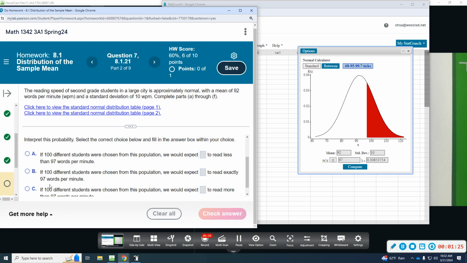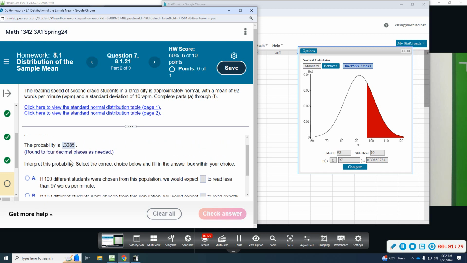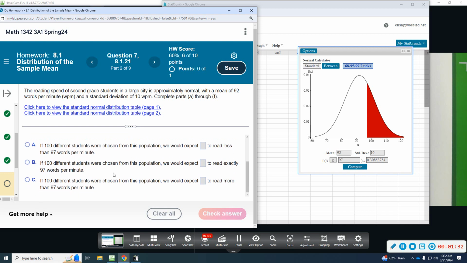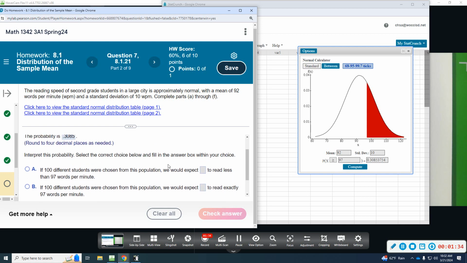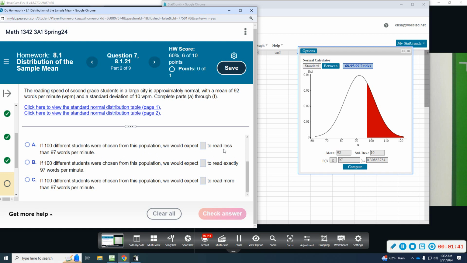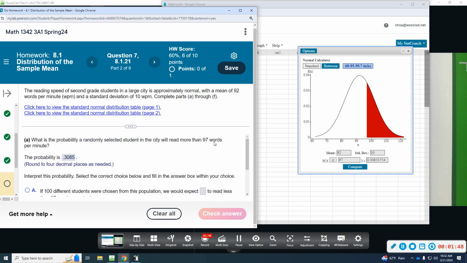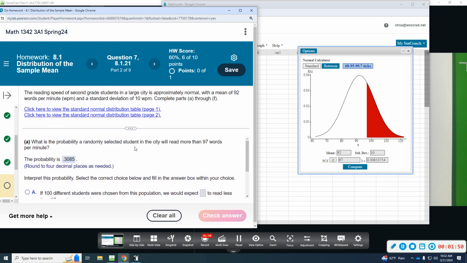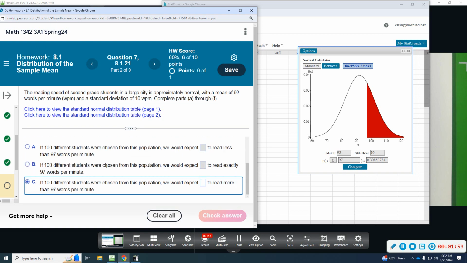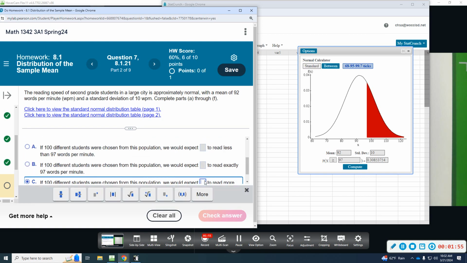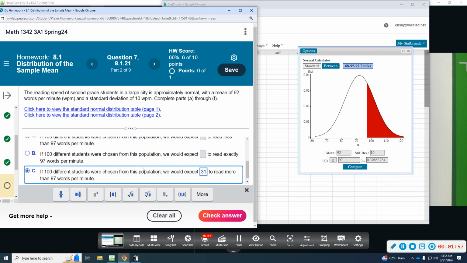If we did this 100 times, so I'll multiply this times 100, that looks like 31. And so in the previous problem, it told us to round to the nearest whole number. So we're going to continue that practice. So instead of 30.85, we're going to round to 31. And we're looking for more than. That one said less than, and this one says more than. Since our original problem wanted read that or more, we're going to say we would expect 31 to read 97 or more.